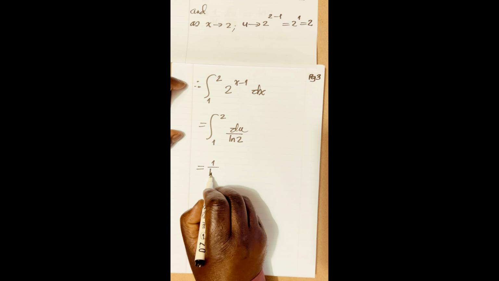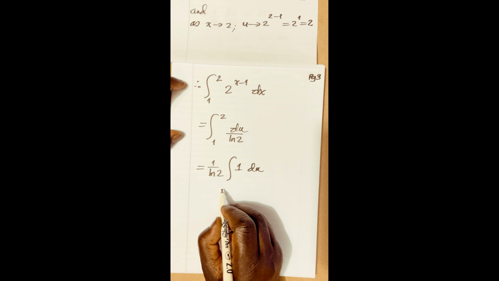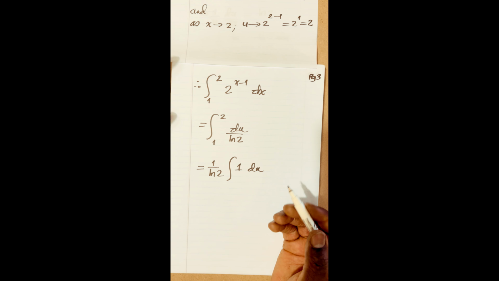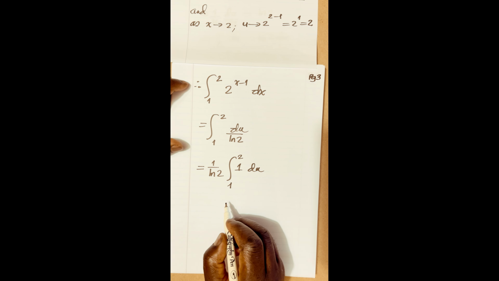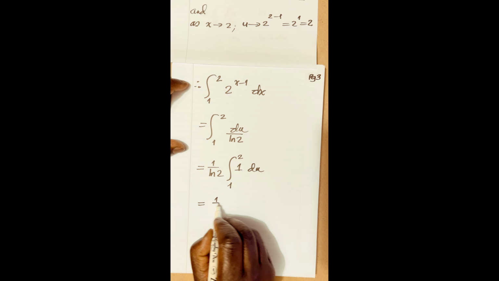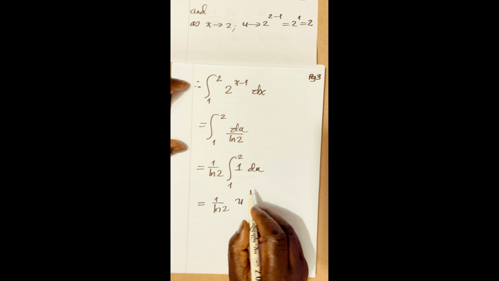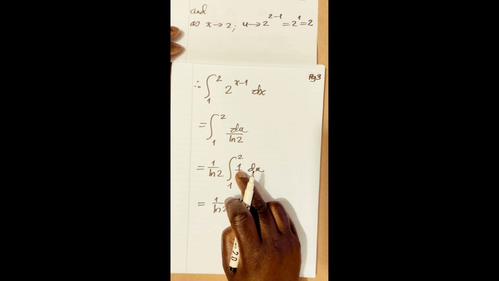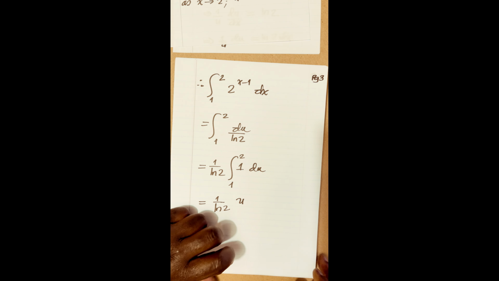So 1 over natural log of 2 times the integral of 1 du, basically. So where is the 1 coming from? 1 times 1 is 1. It doesn't change anything. So we are taking limits from 1 up to 2. Integrating 1 with respect to u, you agree with me that this is just, outside we have 1 over natural log of 2 times u to the power 1, obviously. You'll understand how that one works. I've explained it before. Maybe I need to explain that again.